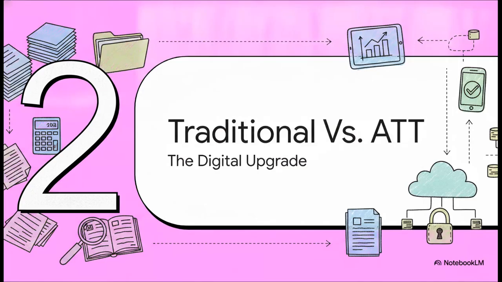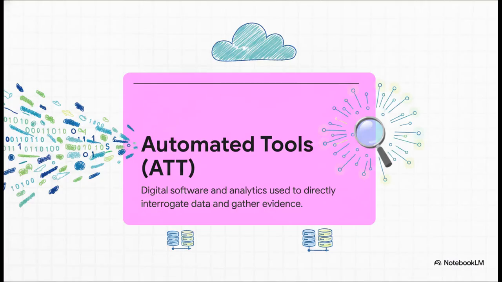Moving right along to Section 2, traditional methods versus ATT. To really wrap our heads around this massive shift, we've got to firmly grasp this concept: automated tools and techniques, or ATT for short. And look, this isn't just some fancy tech buzzword. It's practically the foundation of modern auditing. ATT refers to the specific digital software and analytics platforms used to perform audit procedures. So instead of going to a client and asking for a printed sample of 50 random invoices, the modern auditor uses ATT to plug directly into the client's system, interrogate the raw data, and gather evidence instantaneously. It's a total game changer.